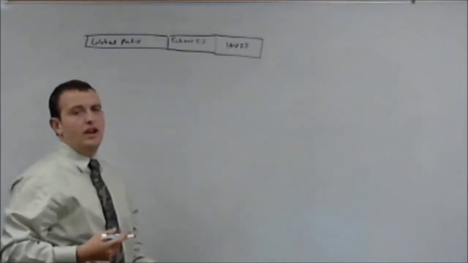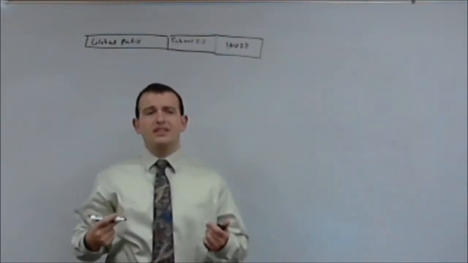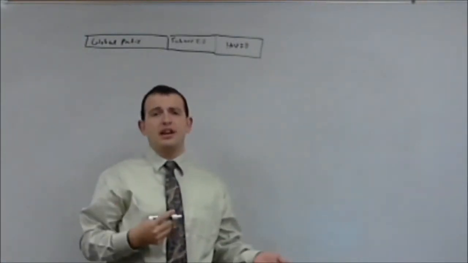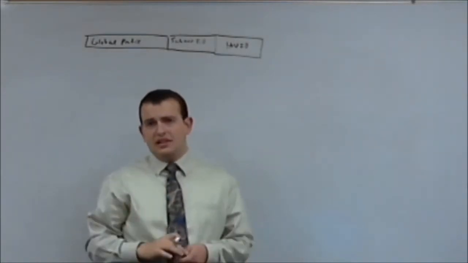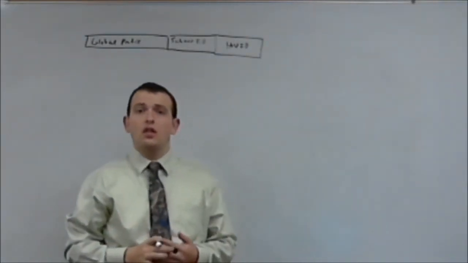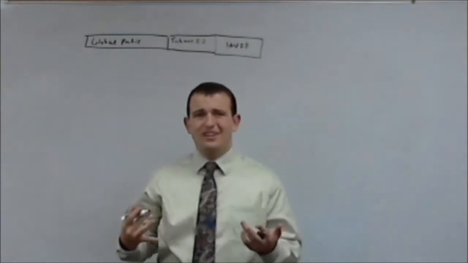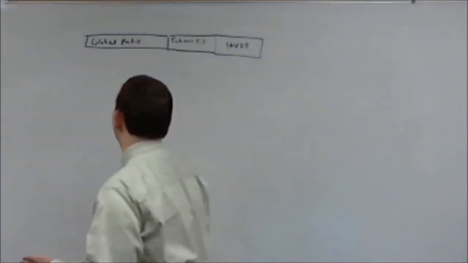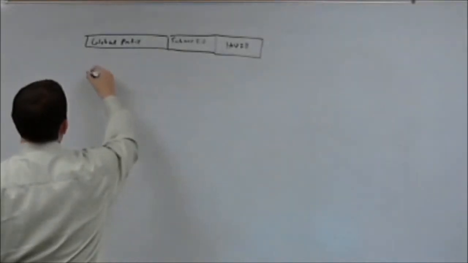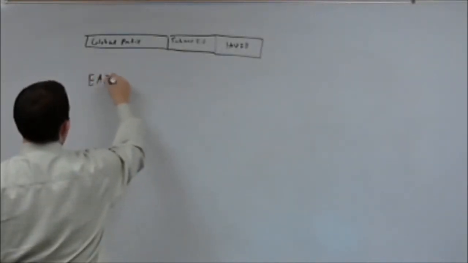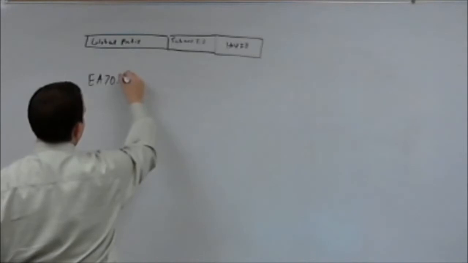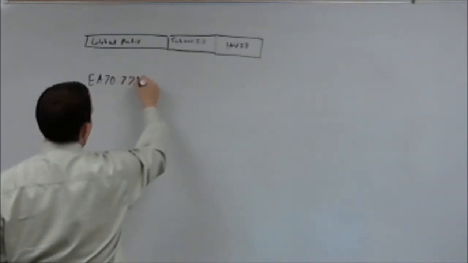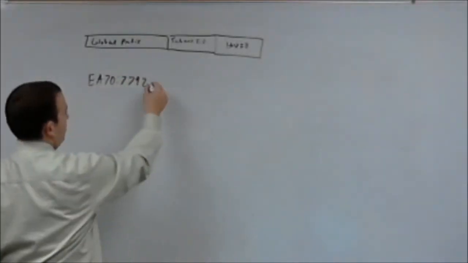Now, it works in the same way. You're going to borrow bits from the host ID to create a subnet ID. So you calculate it about the same way, it's just a lot larger scale. However, in this case, I'm just going to show you, let's state that your global prefix was EA707792.